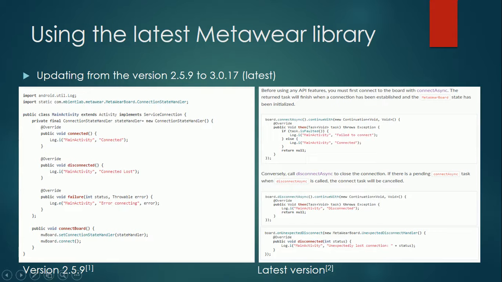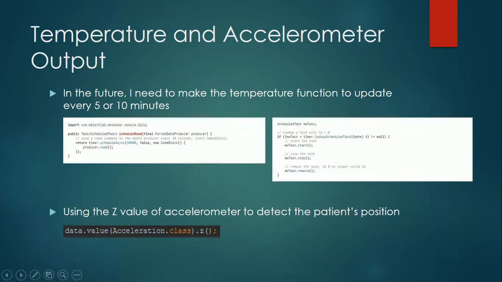So I decided to use the latest library because I believe the latest one has fewer bugs and it should have better performance compared to the old one. I've also been able to output the temperature and accelerometer values to my app.